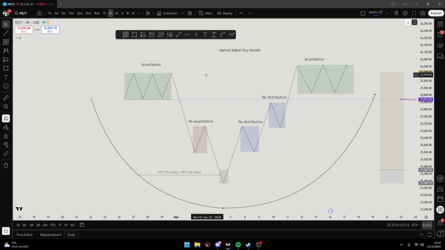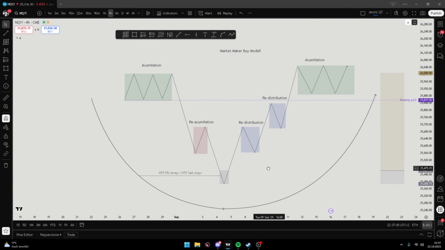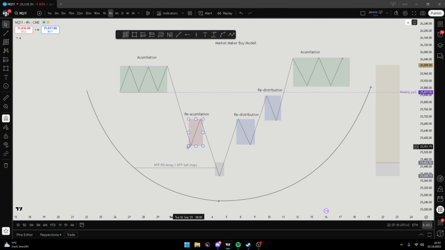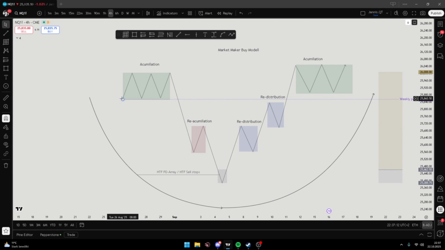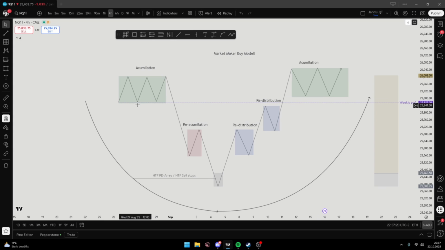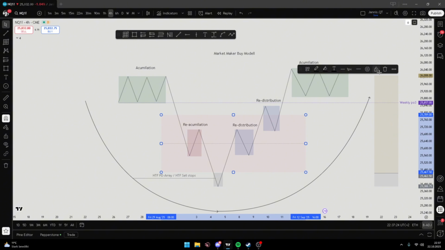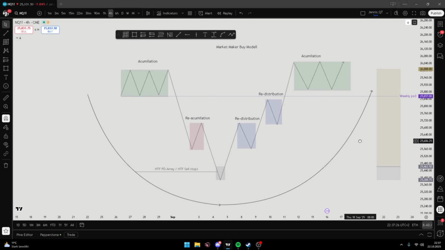So afterwards we need our manipulation lower to our high time frame PD array or high time frame SIBIs, which we will have. And I said, if we're under our weekly Power of 3, what are we doing right now? We're manipulating to have a bullish week in the end. So this is all manipulation under the weekly Power of 3.